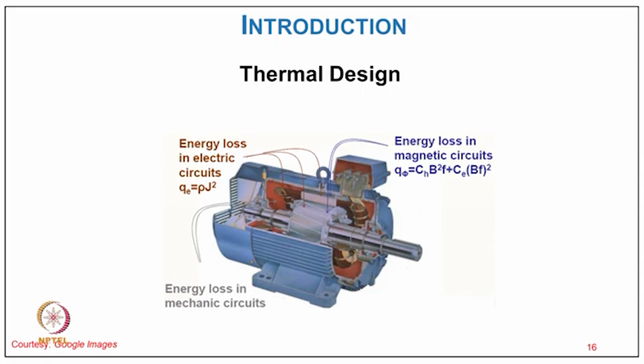Now we come to thermal design. If you take a cross view of your three-phase squirrel cage induction motor, we have heat generation, or energy loss, in the electrical circuit in the winding. Then we have energy loss in the magnetic circuit as core losses, and then we have heat loss in the mechanical parts, especially the bearings and other parts, as friction or windage. So that is how the losses are distributed in different parts of this machine.